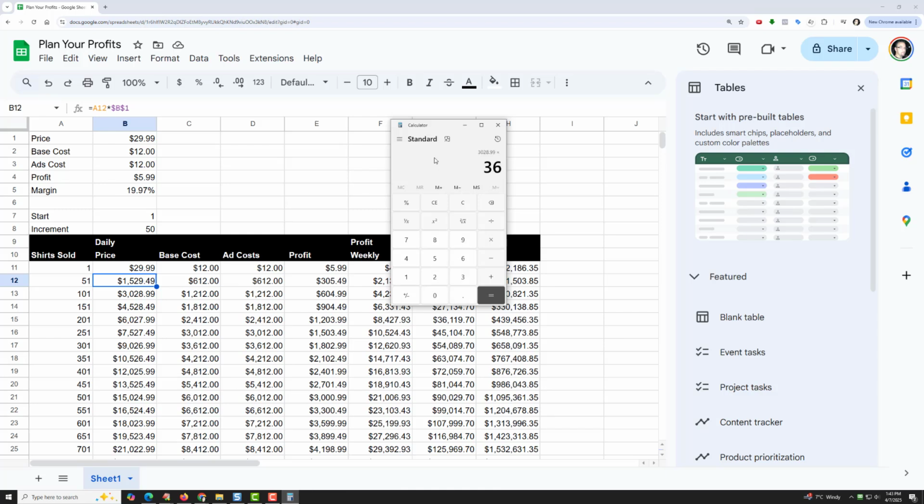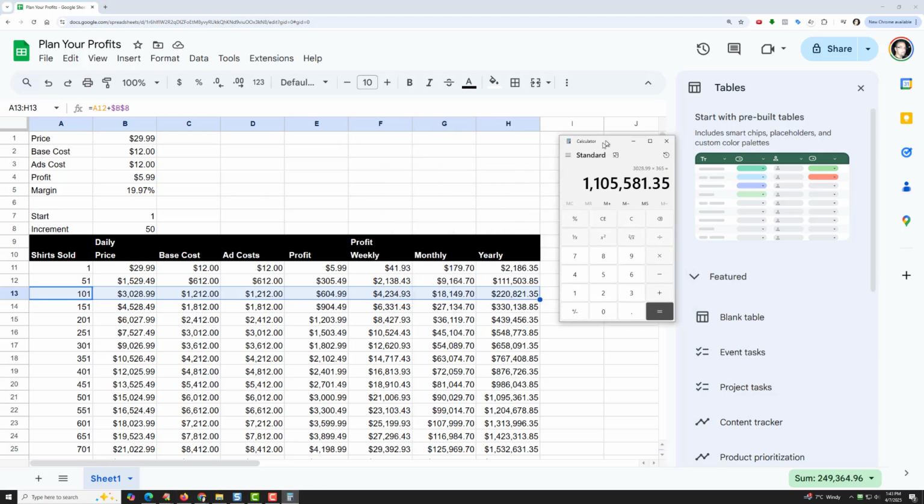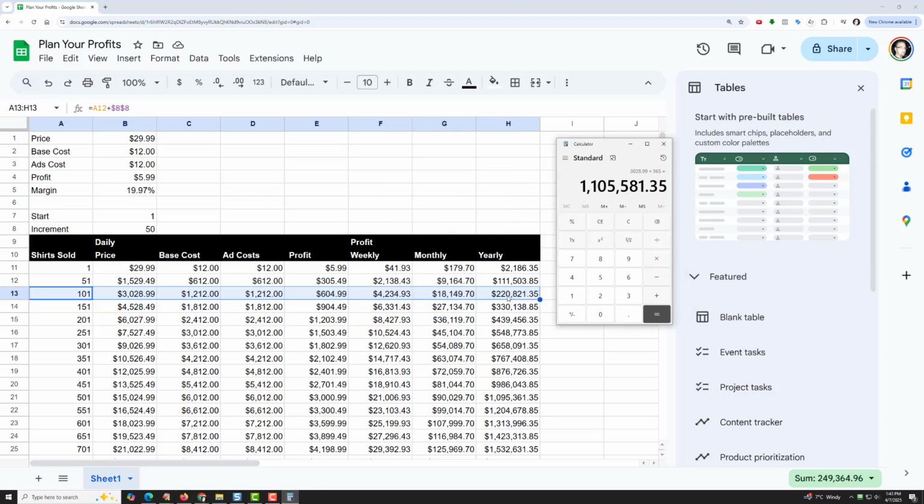3028.99 times 365. 1.1 million on this one, and the take home on that is like 220,000 before fees and taxes, of course. But you're spending a lot of money. $1,200 a day. That's a lot of money. So 1212 times 365. You're spending $442,000 basically to bring in 220,000. Not including your ad costs or anything, or your base cost.